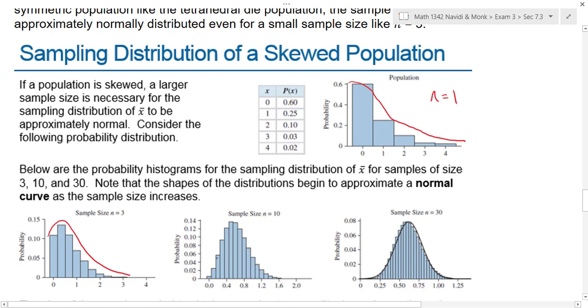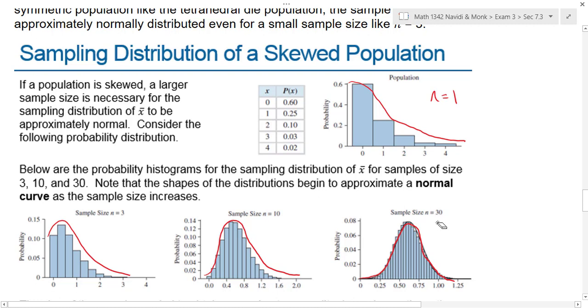If my sample size increases to 10 and I'm looking at the average value of those 10 whatever they are, then this is starting to kind of move over to the middle and take on a more normal appearance. And by the time I increase my sample size to 30, I can clearly see that I have a normal distribution. Now keep in mind, this is not the distribution of an individual x, it's a sampling distribution for an average when your sample size is 30.